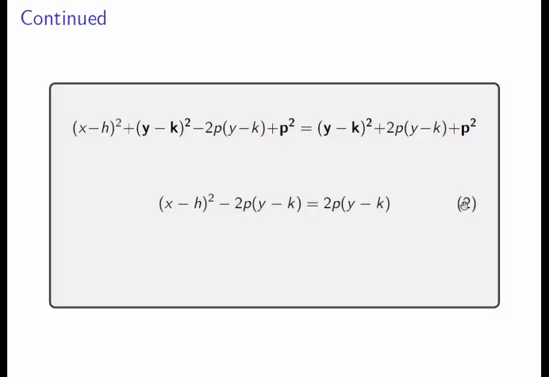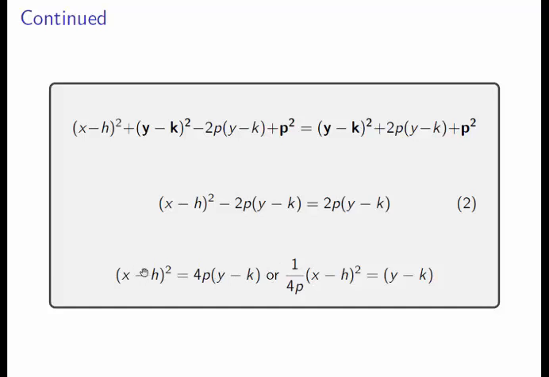Now, hopefully you'll also notice 2p times the quantity y minus k, I can group those together so that I'll add this to the other side. So add 2p times the quantity y minus k to both sides, and I end up with this equation. This is what needs to go in your notebook. I have x minus h quantity squared is equal to 4p times the quantity y minus k.